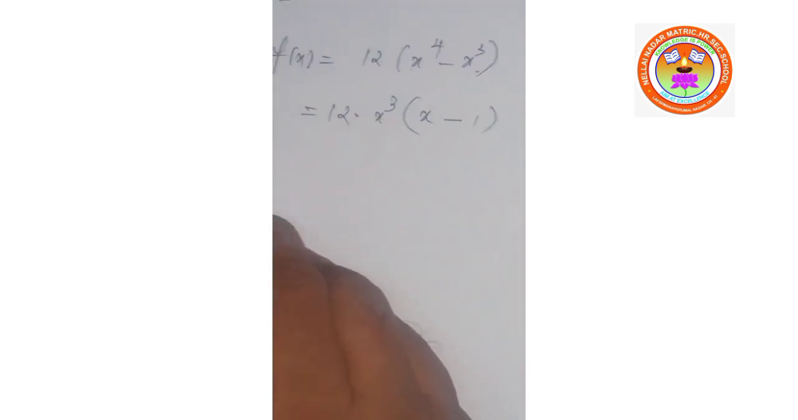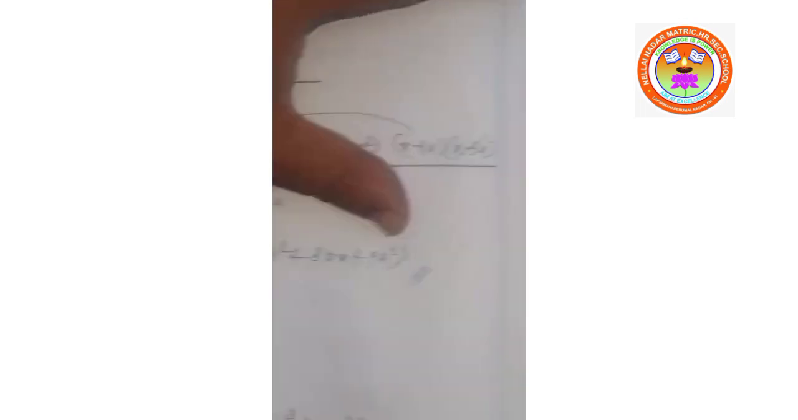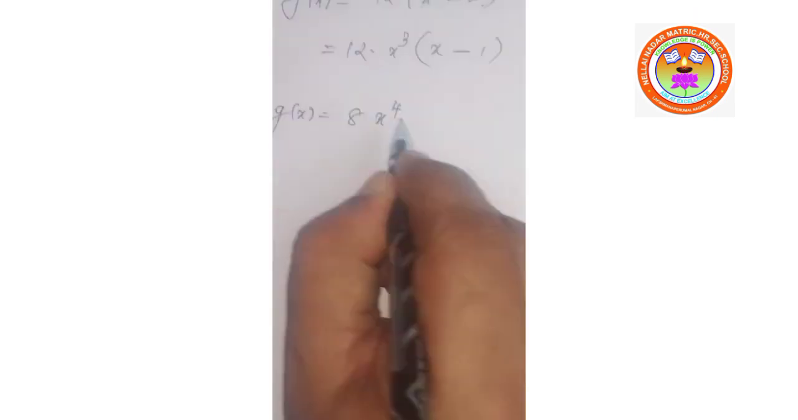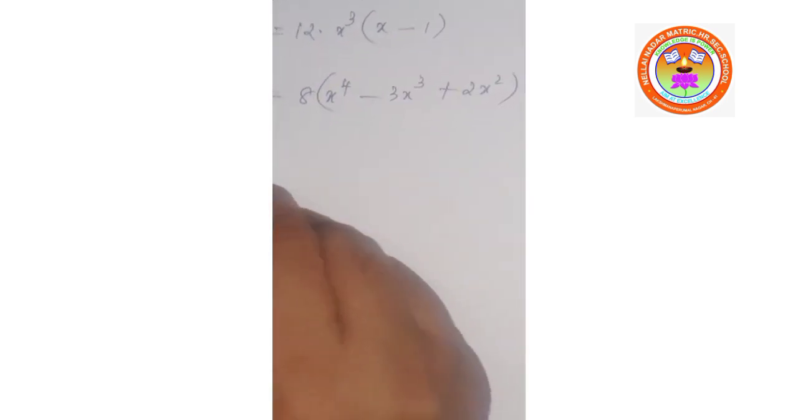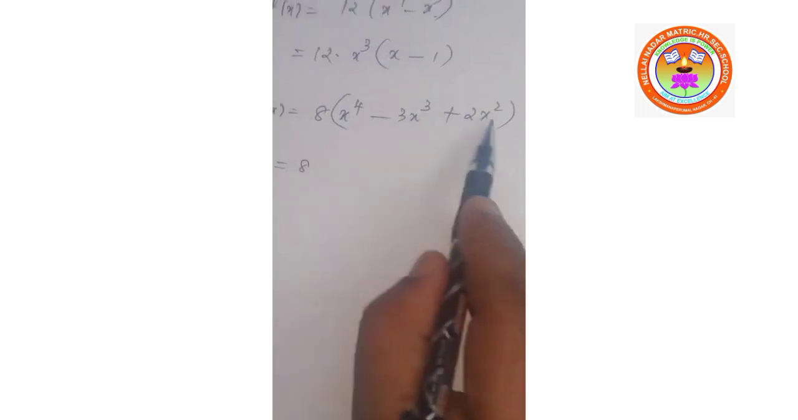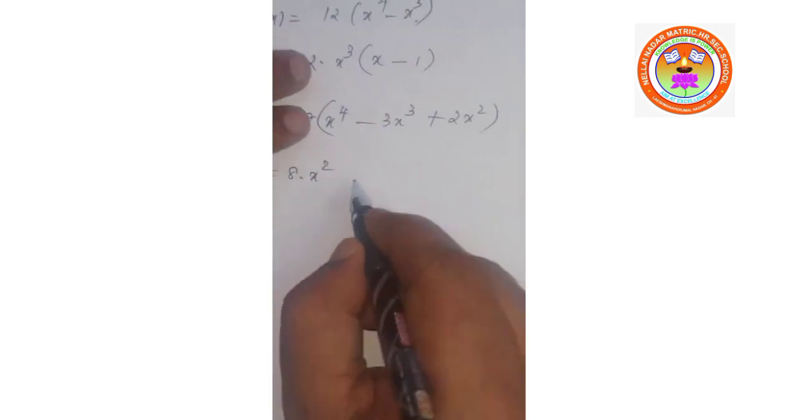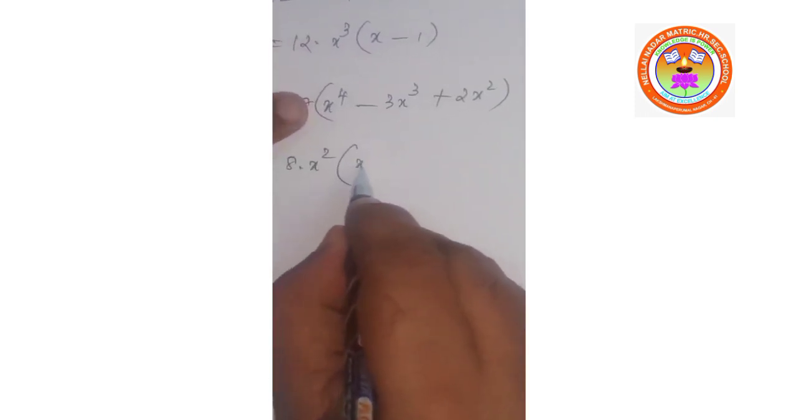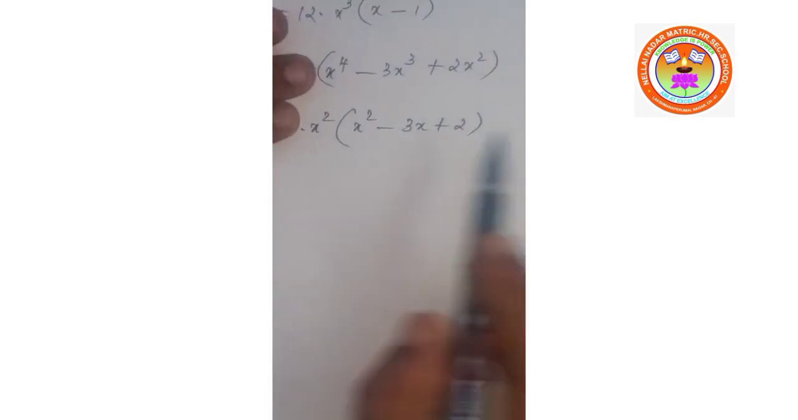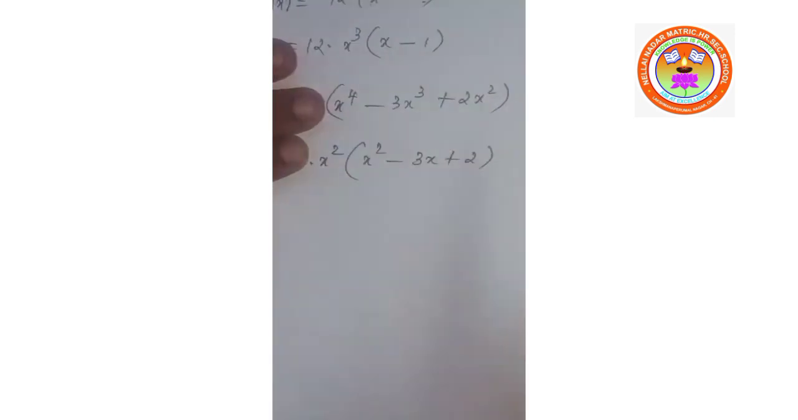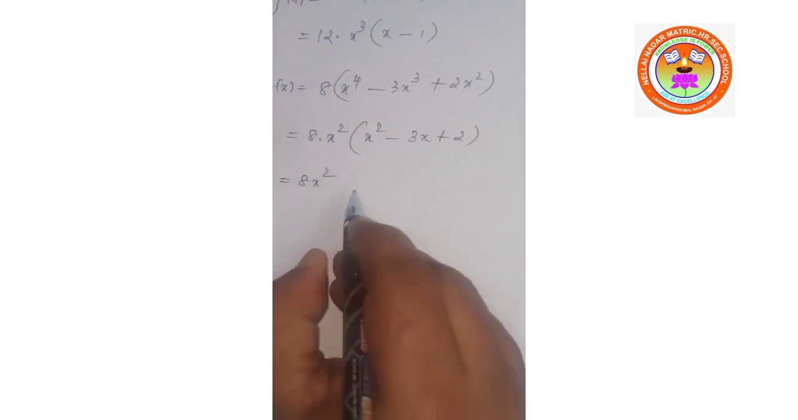Now g of x equals 8 into x power 4 minus 3x cube plus 2x square. 8, write as it is. Here x power 4, x cube, x square. From these three, which one is the least? x squared. So x squared is common. After taking x squared as common, what I have inside the brackets is x squared minus 3x plus 2, correct? x squared into x squared is x power 4, 3x into x squared is 3x cube, 2 into x squared is 2x squared. That is equal to 8x squared, as it is.